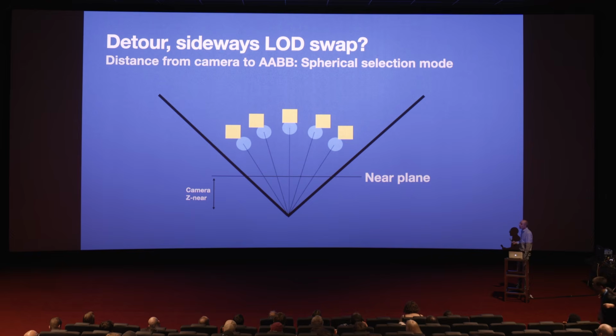Short detour. Basically, this is in Godot throughout, no matter what LOD variant you use. It uses what they call a spherical selection mode, because at the same distance, if you plot all the points, you get a circle. Why this is relevant and good to know, we'll touch on later as well.